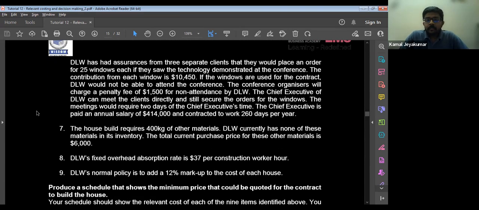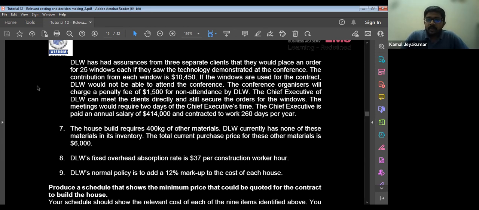DLW has had assurances from 3 separate clients that they would place an order for 25 windows each, which means 75 windows in total, if they saw the technology demonstrated at the conference. So if you don't go to the conference, you can't sell it to these clients. The contribution from each window is $10,450. Multiplied by 75, because 25 windows times 3 clients, that's a total contribution of 783,750. So if you don't go to this conference, that contribution you won't get, because your clients won't buy from you.